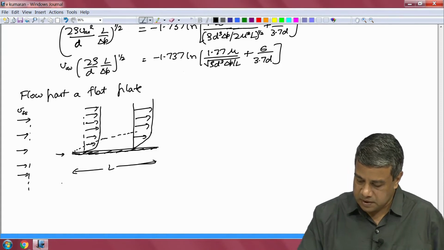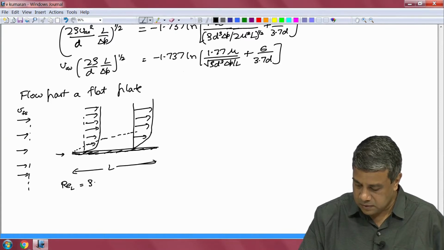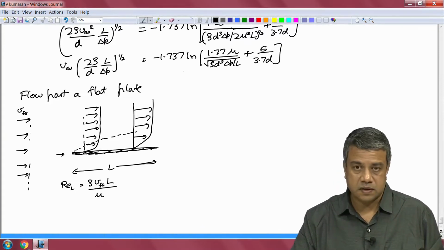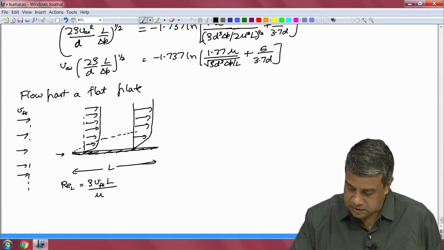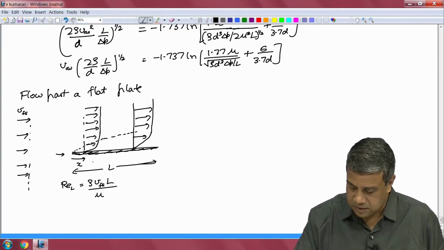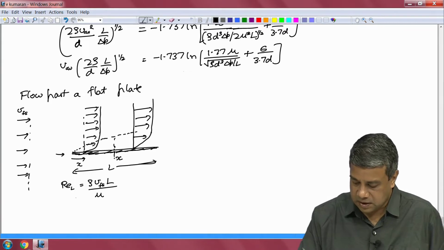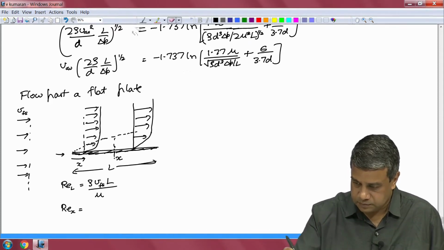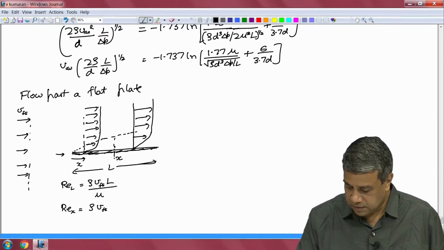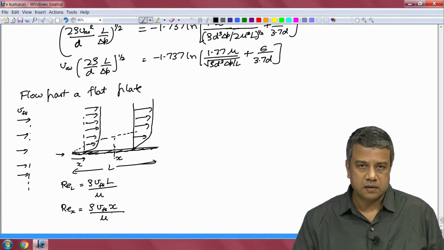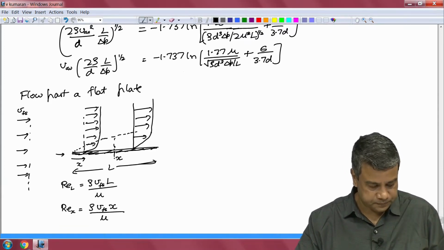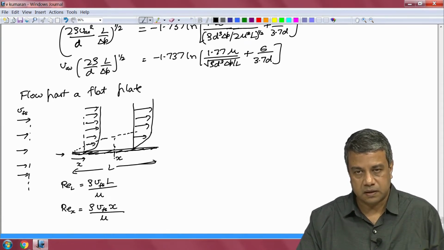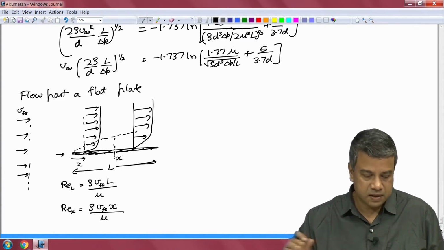You can define a Reynolds number based upon the total length of the plate as rho V free stream L by mu. It is also necessary to define a Reynolds number based upon the downstream distance. If I use a coordinate x, which gives you the downstream distance, at some location x, I can define the Reynolds number based upon the location x as rho V free stream x by mu. So, this is locally defined at each location within the flow. And this Reynolds number of course increases with downstream distance. Closer to the leading edge of the plate, the Reynolds number will be small. It will increase as you go further downstream.